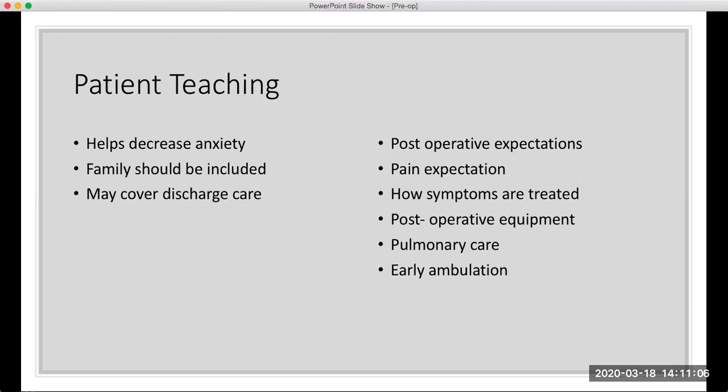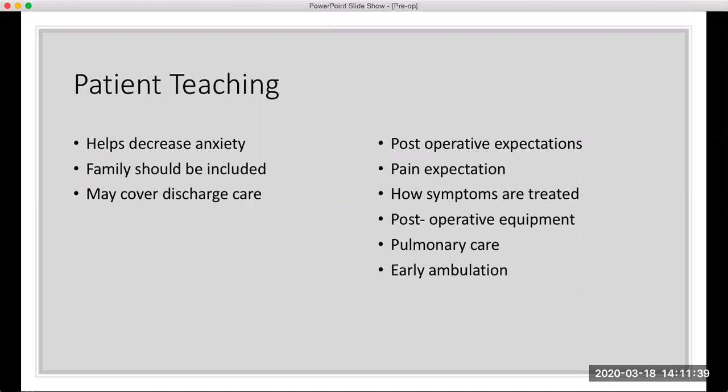Let's see, a patient might have SCDs on or TED hose. Those can be kind of annoying to some people. What their IV situation is going to look like. So what it is they're going to expect to see when they wake up, and what it is that we're going to expect them to do when they wake up from surgery. Because it can be very scary if you've never had surgery, waking up. It's a very disorienting feel. So we want to make sure we're giving them a heads up on what to expect there.